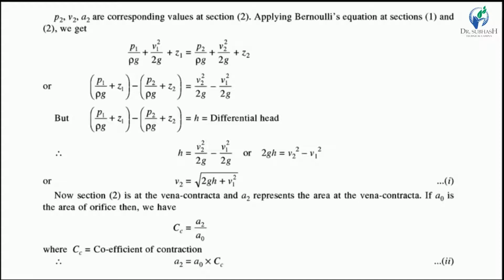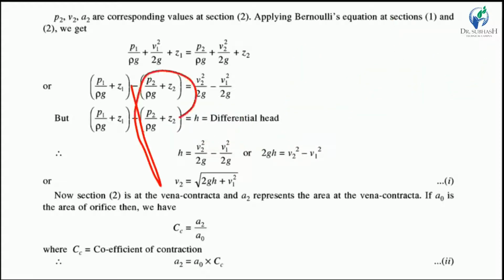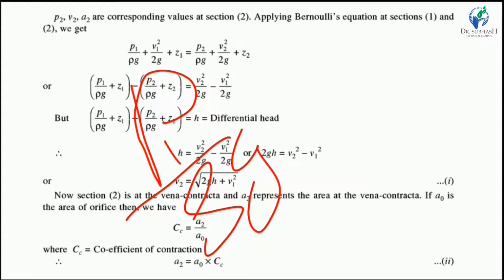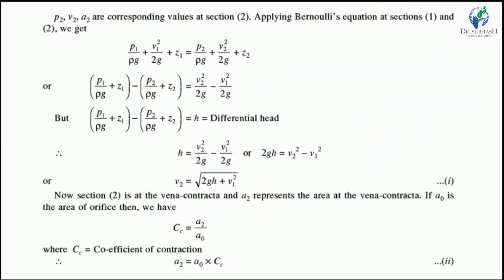Now we have to find H. What is H? We know that the pressure head difference is denoted as H. P1 by rho g minus P2 by rho g is known as H. This is the pressure head difference, and the Z value does not affect anything. So we write H instead of the pressure head difference. In Bernoulli's equation, H is equal to V2 square upon 2g minus V1 square upon 2g.